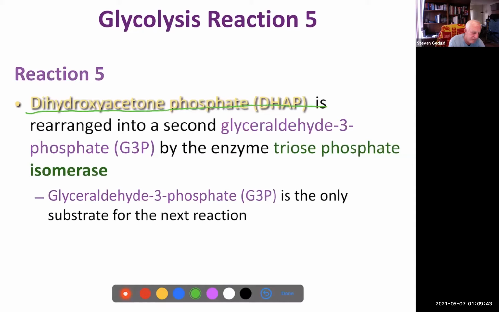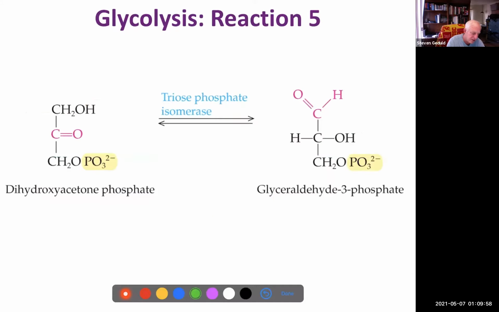Dihydroxyacetone phosphate is then rearranged into a second glyceraldehyde 3-phosphate by the enzyme triose phosphate isomerase. Okay. So glyceraldehyde 3-phosphate is the only substrate for the next reaction. So what happens is we take our dihydroxyacetone phosphate, and we use the enzyme triose phosphate isomerase, and that converts it to glyceraldehyde 3-phosphate. And again, the phosphate is on the number 3 carbon.